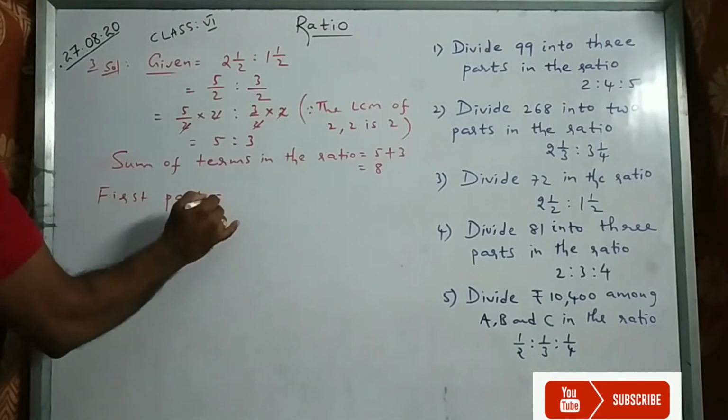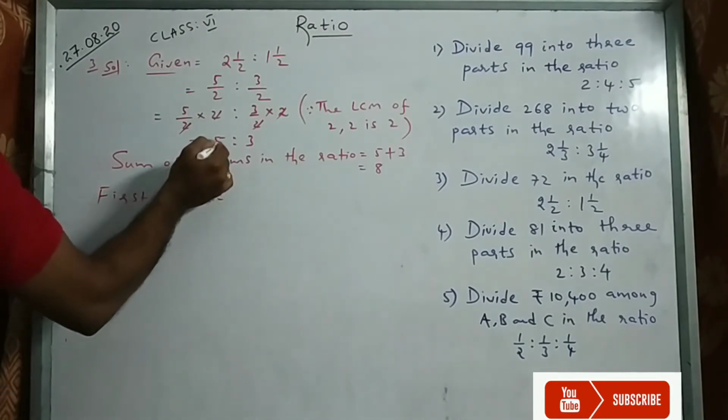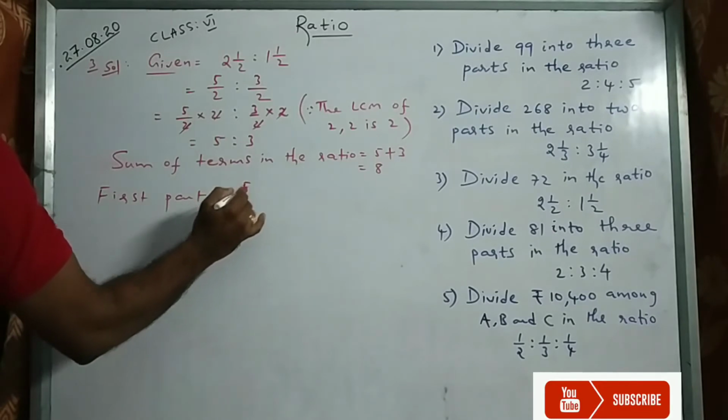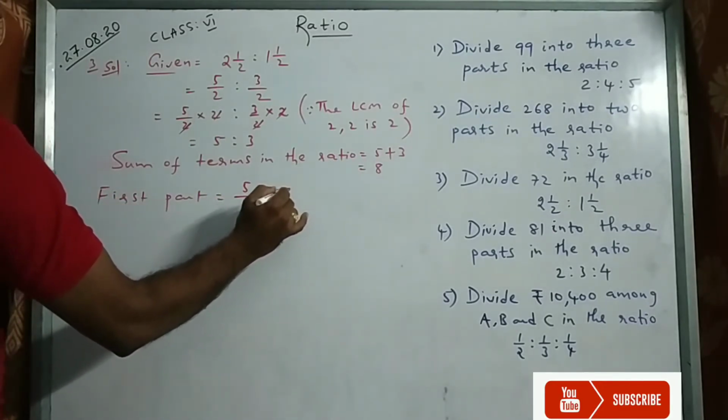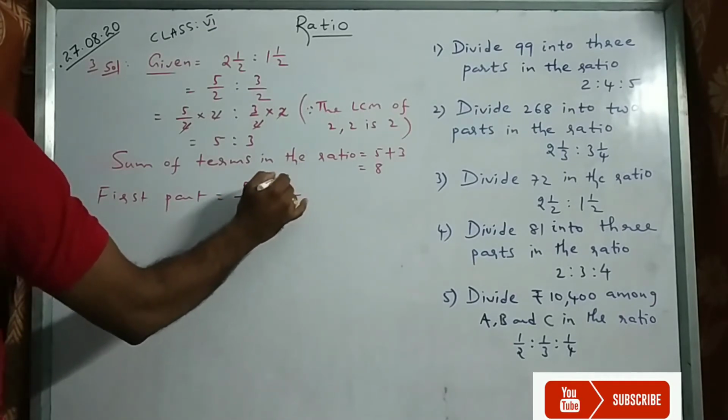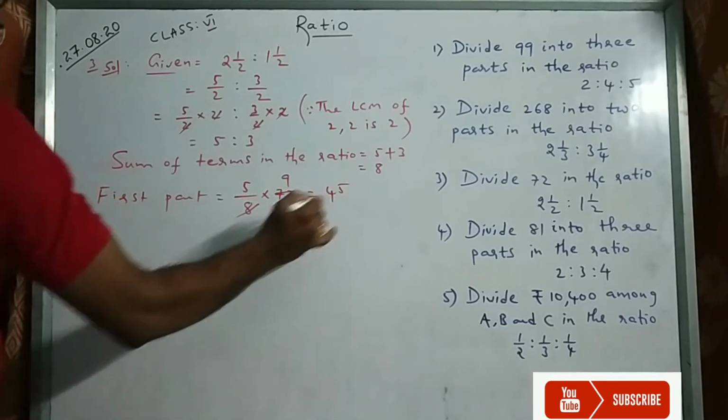How do you get first part? What did I tell you? What is the first term in the ratio? 5 upon together is 8 into 72. 8 9s are 72. 9 5s are 45.